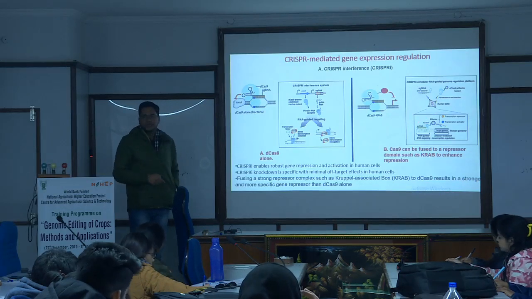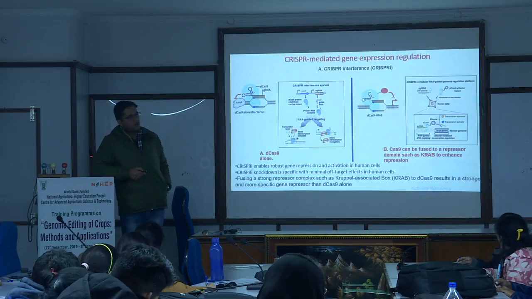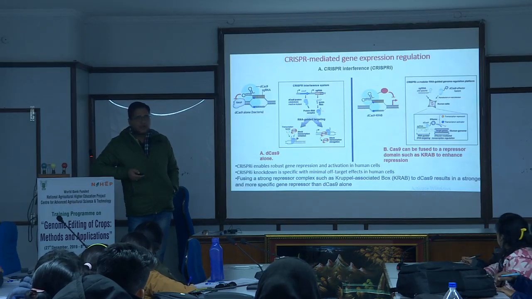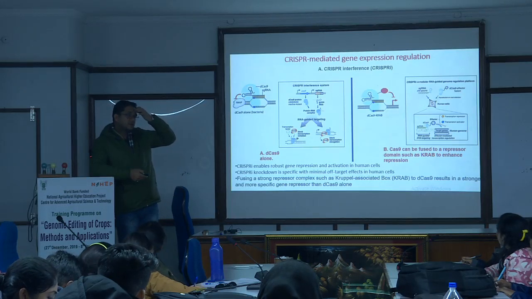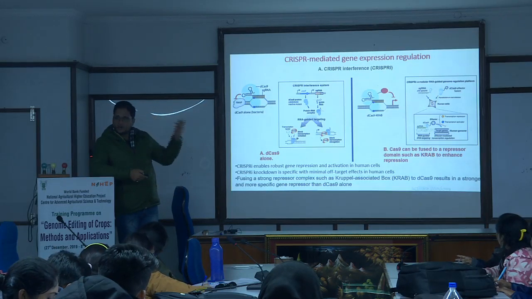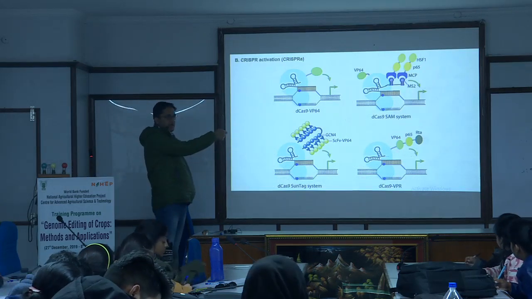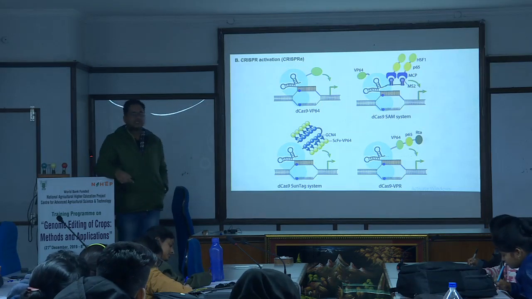Fine. And now what else can you expect from this? Like interference, you can expect what? Activation also. How can it be done? By enhancing the activity. Then how can it be done? Adding activators to your Cas9. Okay, so it is very simple. If you add an activator to your Cas9, it will enhance the expression of your gene of interest.